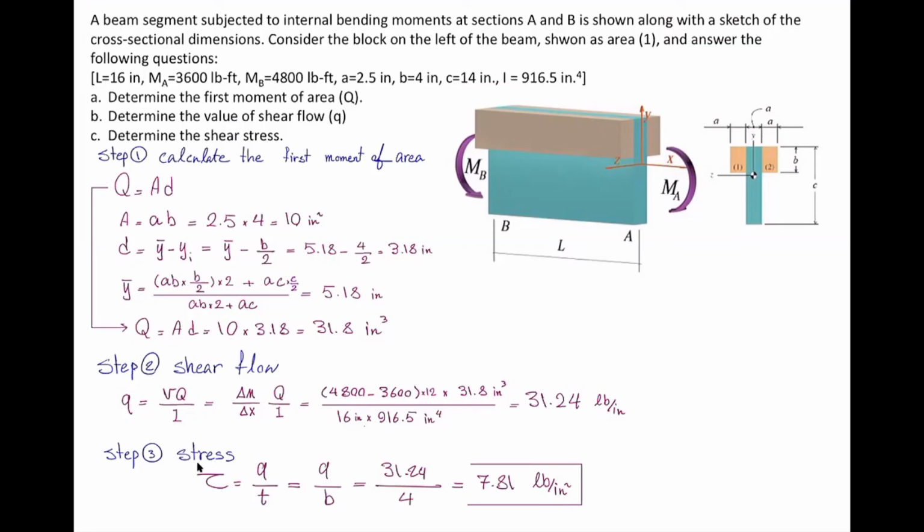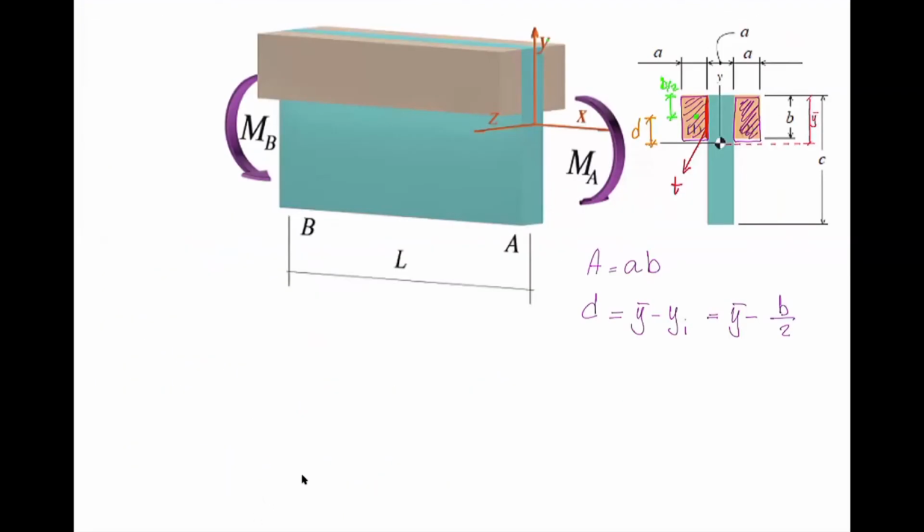Now let's go to the shear stress. If we calculate shear stress, that would be shear flow divided by the thickness. What is the thickness in that case? Now we have 2 blocks that are connected to the middle part. There will be 2 contact areas here. So now the thickness is going to be 2 multiplied by B.